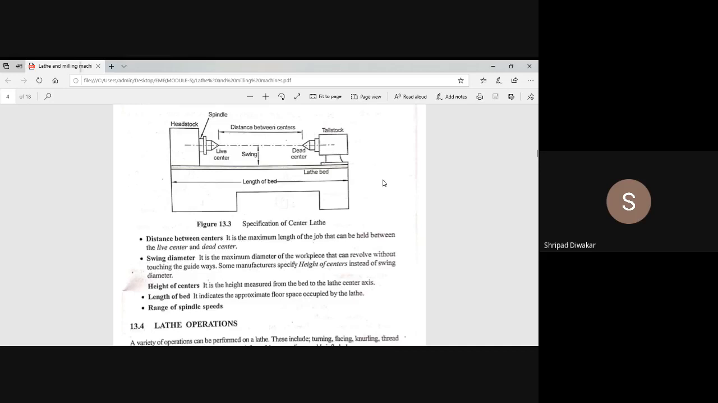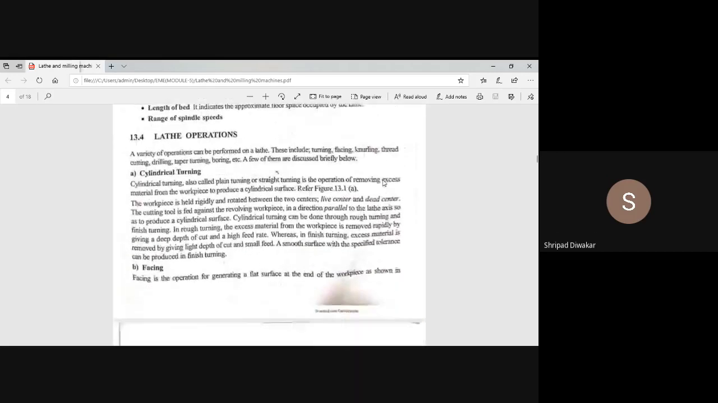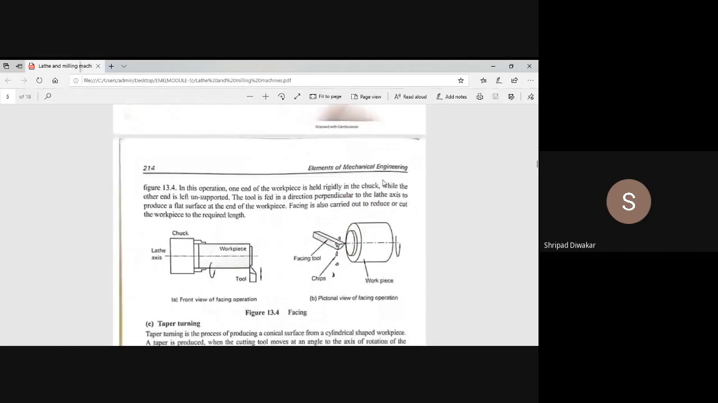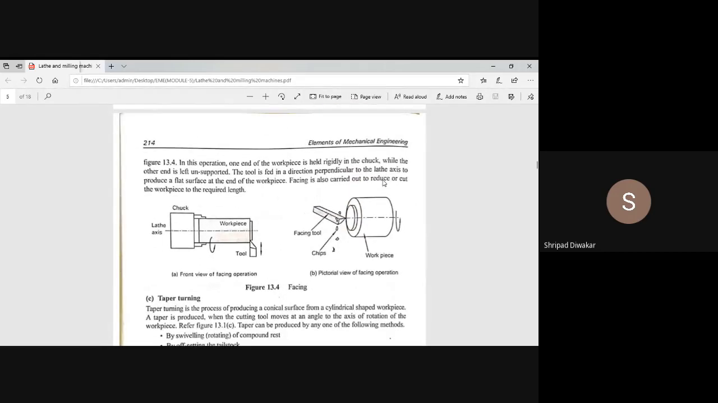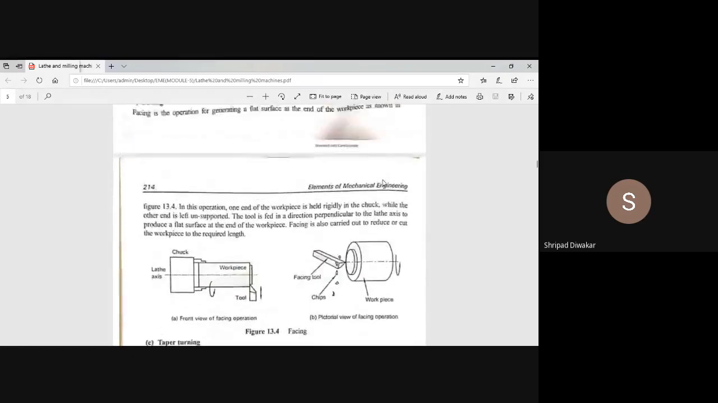Okay. Next important is our lathe operations. What are the operations we can perform on the lathe machines? Okay. So these are the important operations. They'll ask any 5 operations. We have to explain the operations with sketch. Before that, I'll tell the various operations we can perform.